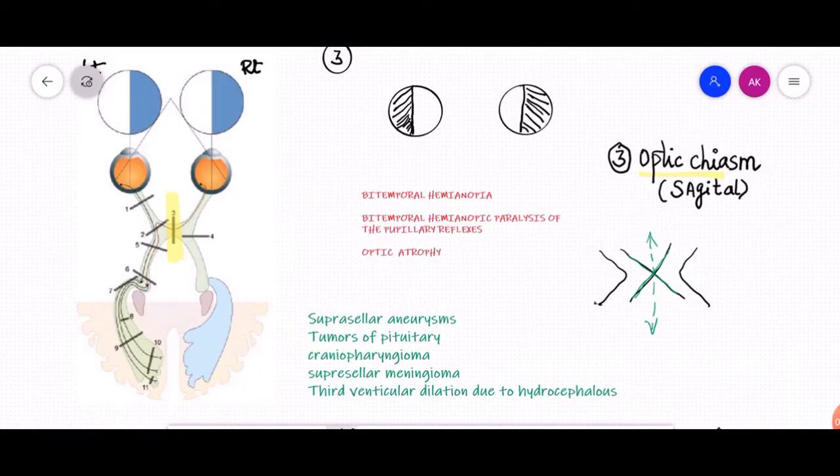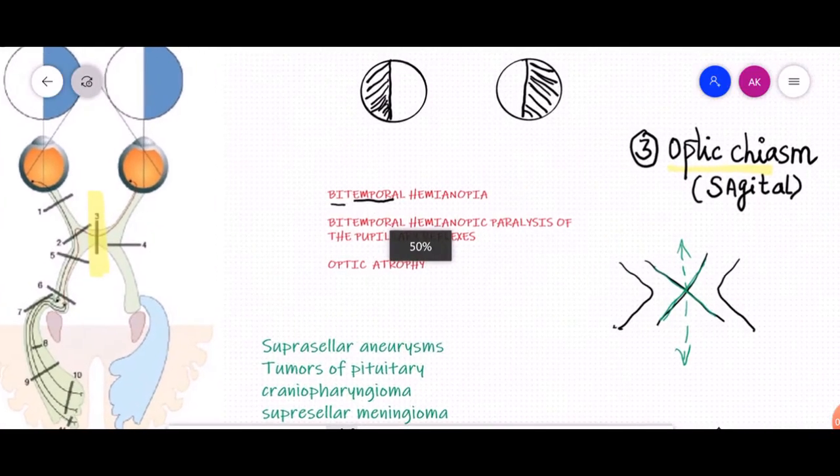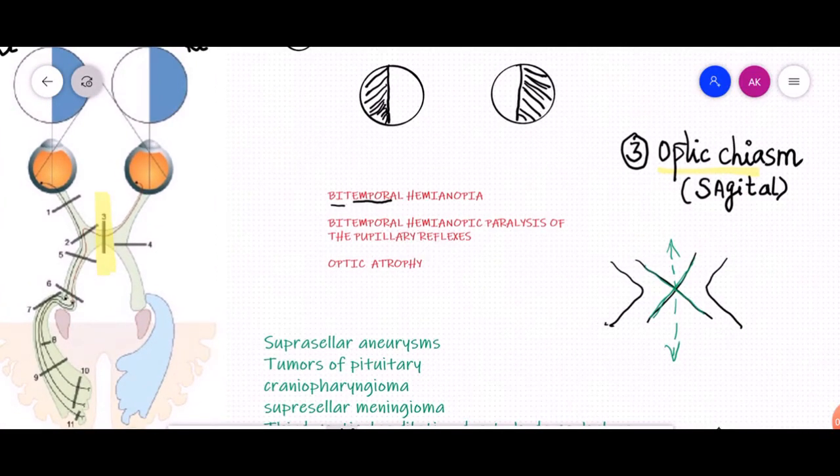Now, since both temporal parts are affected, such a lesion is called bitemporal, and because halves are affected, it is called hemi, and anopia means we can't see. So a lesion of the optic chiasm which affects the central optic chiasm will lead to bitemporal hemianopia. Along with that, there will also be bitemporal hemianopic paralysis of the pupillary response. That means the pupillary response on the temporal part will be absent. Along with that, we will see optic atrophy also.